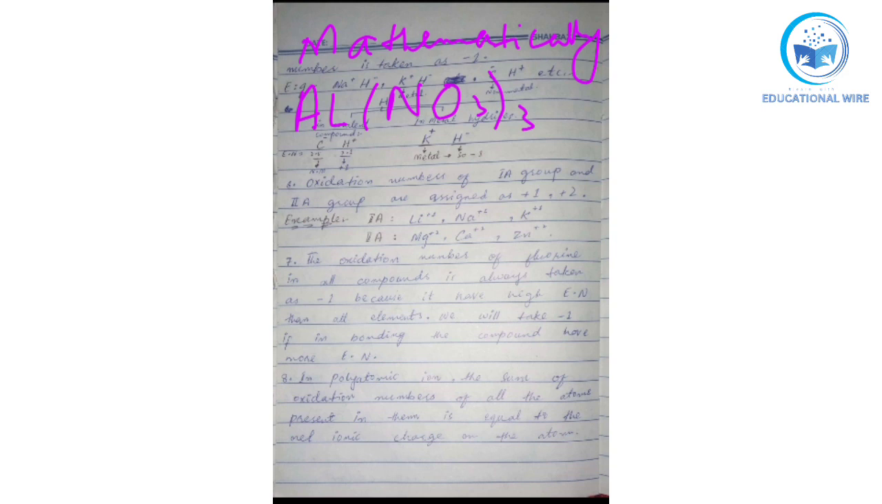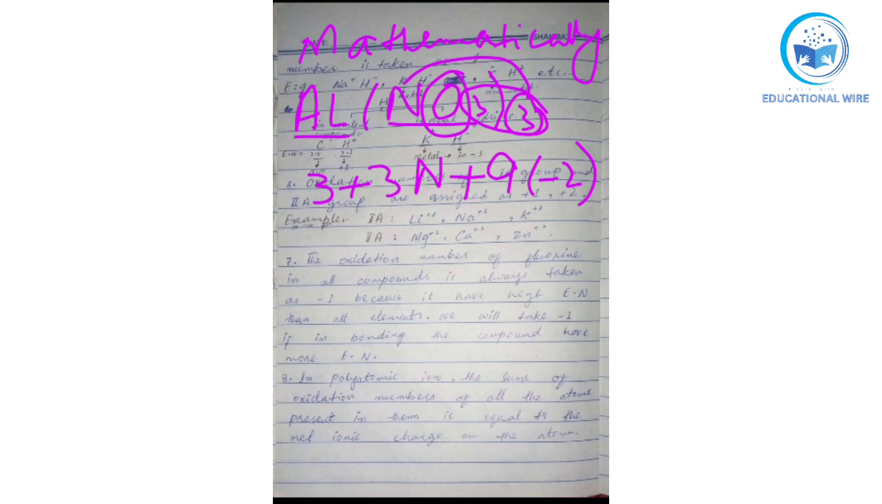Okay, it's correct. So now what we'll do: we know that aluminium has the oxidation number +3, so we'll write +3 over here. We know that outside of the bracket here is 3, it applies to both, so first of all we take this bracket with nitrogen, so plus 3N, and plus we multiply 3 3s are 9. We know the oxidation number of oxygen is -2, so we write -2.